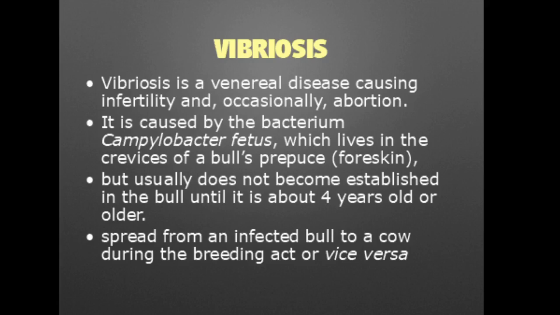This is caused by Campylobacter fetus, which lives in the crevices of a bull's prepuce or foreskin. It doesn't usually become established in the bull until the bull is about 4 years old or older. The spread of this disease is through the breeding act from an infected bull to a cow or from an infected cow to a bull.